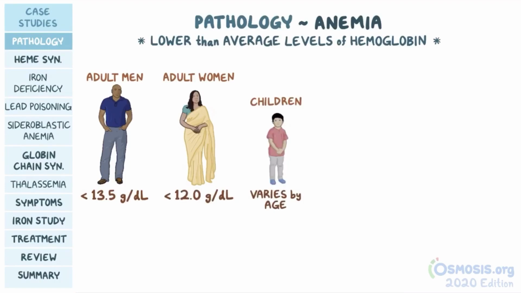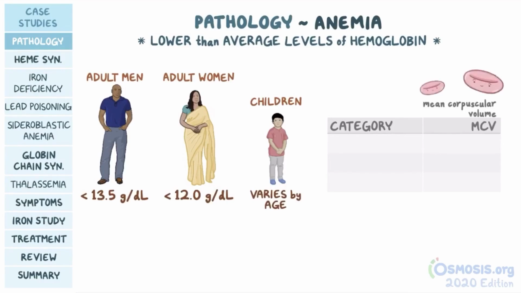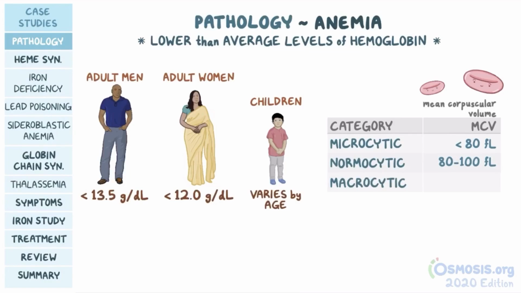Now, anemias can be broadly grouped into 3 categories based on mean corpuscular volume, or MCV, which reflects the volume of a red blood cell, or RBC. So microcytic anemia is where the MCV is lower than 80 femtoliters. Normocytic with an MCV between 80 and 100 femtoliters, and macrocytic with an MCV larger than 100 femtoliters.